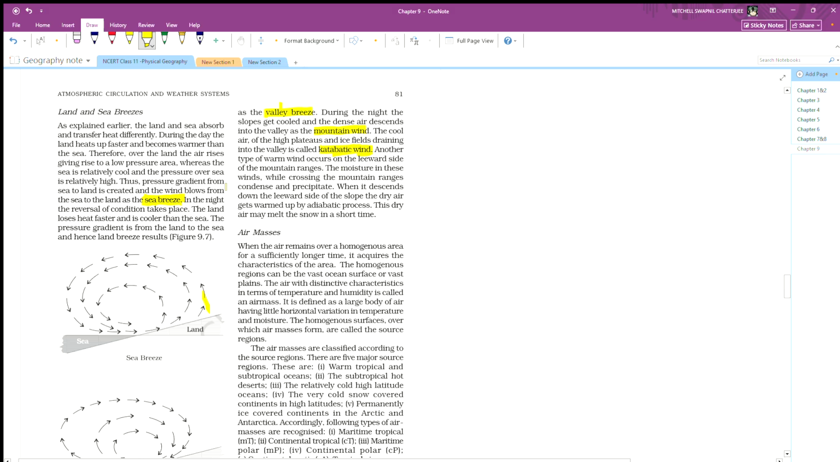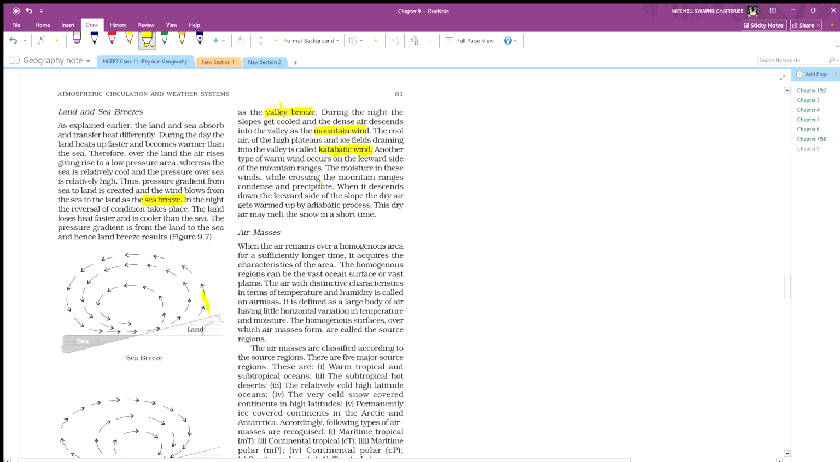Another type of warm wind occurs on the leeward side of the ranges. The moisture in this wind, while crossing the mountain ranges, condenses and precipitates. When it descends down the leeward side of the slope, the air gets warmed up by the adiabatic process. This dry air may melt the snow in a short time.